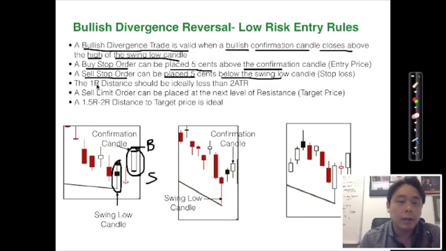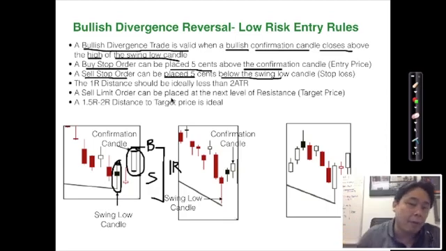Okay, and again, this 1 hour distance should be less than 2 ATR. Not too long, not too wide. And we put a sell limit order at the next level of resistance, the target price, and ensure that we get at least 1:1.5 or 1:2. Okay? How about this example?